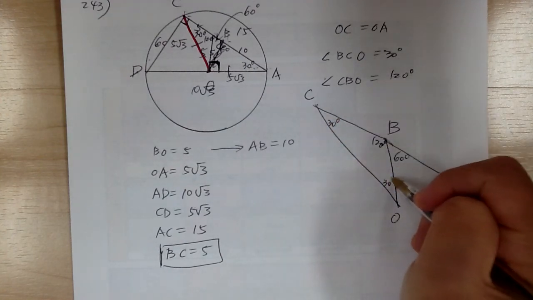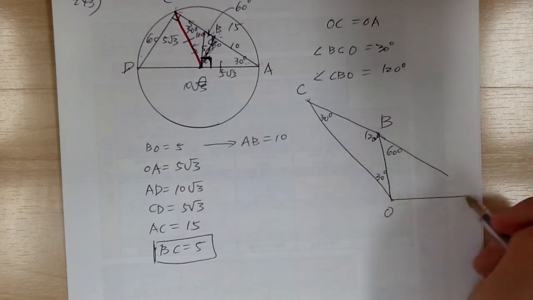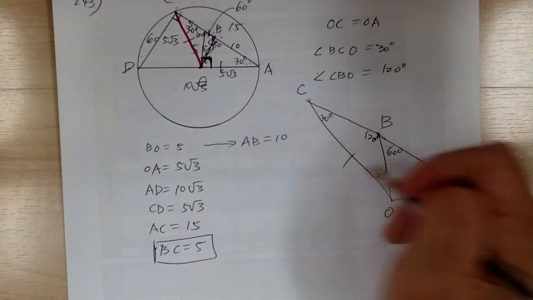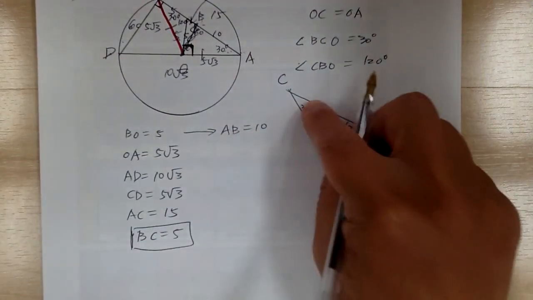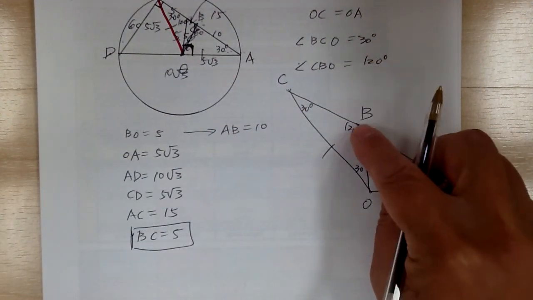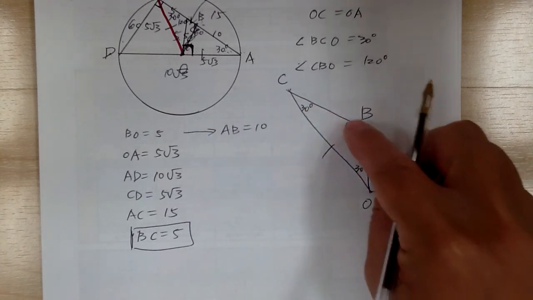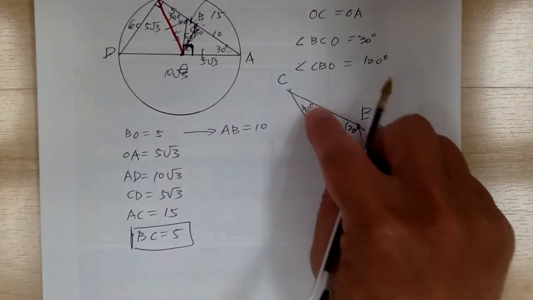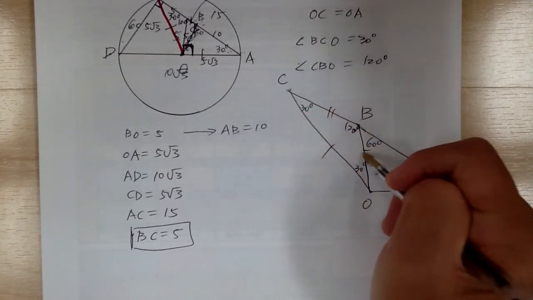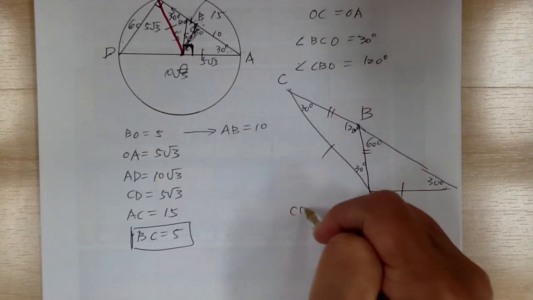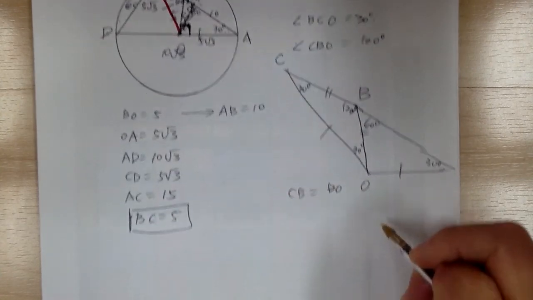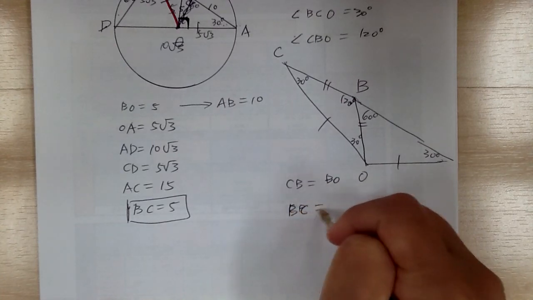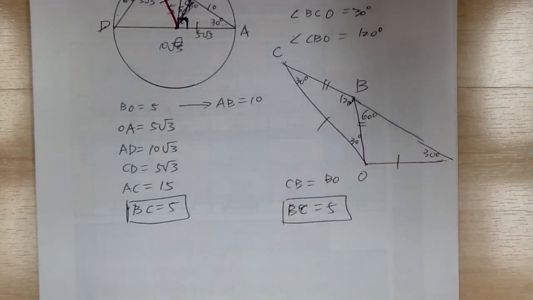So this will be 30, and that came from here because this is 30. So if this is 30, this would be 30. And this is 60, so this is 120. And this is 30 and 120, so this would be 30 also. You can see that these are congruent, therefore these two sides are congruent. So in other words, CB will equal BO. Using isosceles, BC or CB will equal 5. So again, this is another way of doing it.